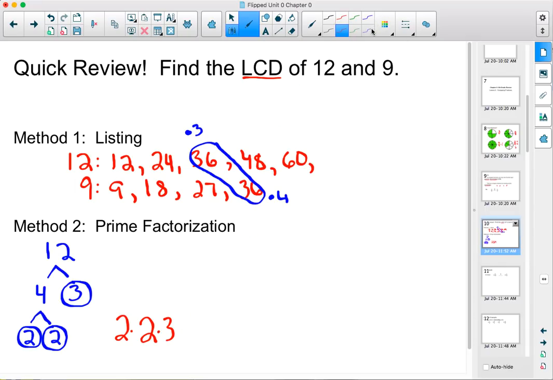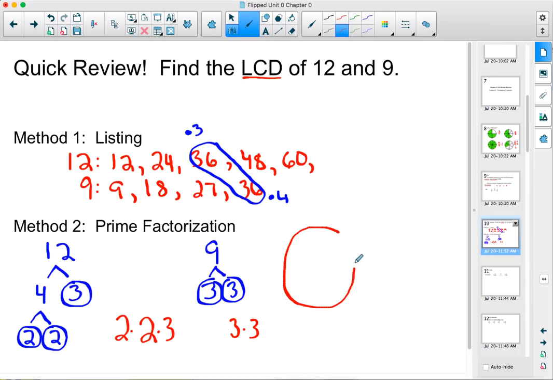Now we're going to do the same thing for 9. 9's even faster. Okay, 9 can be written as 3 times 3, and we know that both 3 and 3 are prime numbers. So the prime factorization of 9 is 3 times 3. Pretty quick.